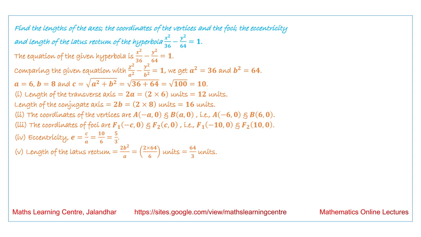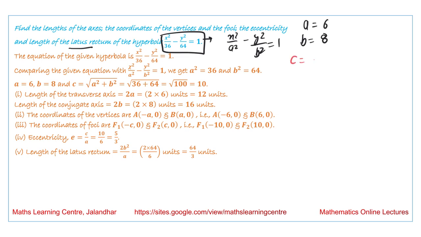So first is: find the length of the axis, coordinates of the vertices and foci, the eccentricity, and length of latus rectum corresponding to the hyperbola given by this equation. When we compare it with the standard equation, x square over a square minus y square over b square is equal to 1, clearly this is a horizontal hyperbola, where the value of a is 6 and the value of b is 8. Using these two values we can calculate c is equal to square root of a square plus b square, that is 36 plus 64. So the value we obtain for c is 10 units.